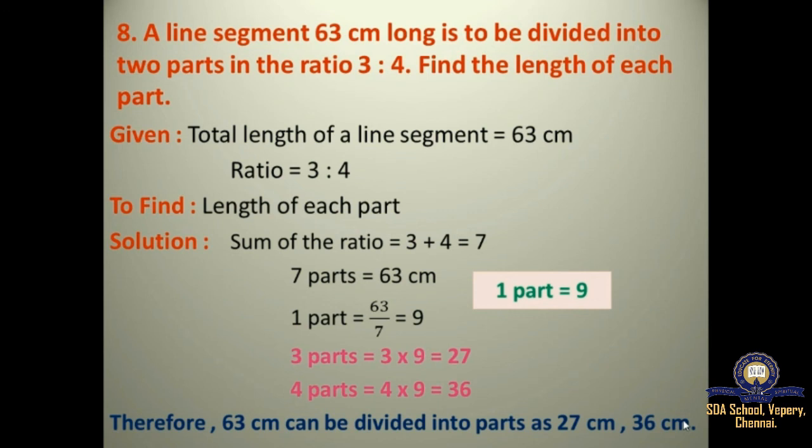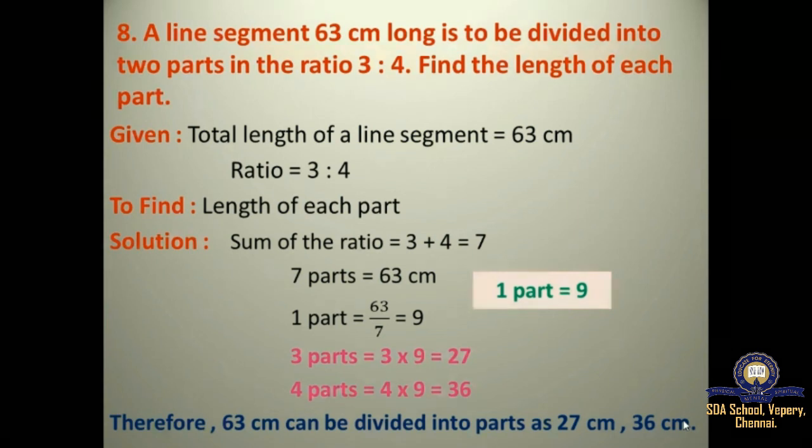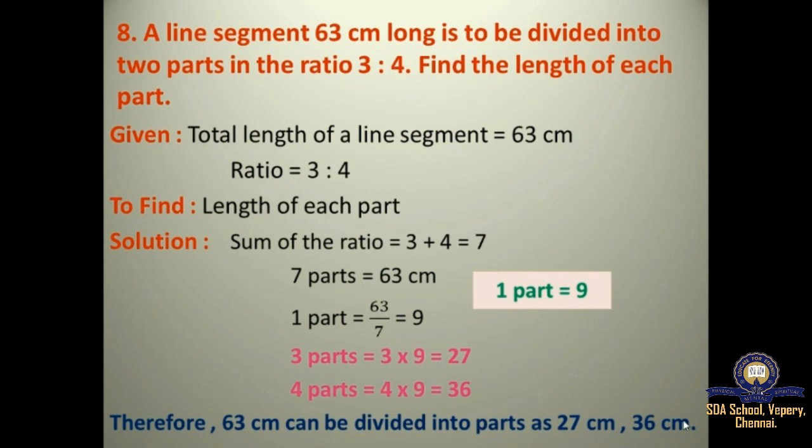Got it, students? So what is the first step? You will be finding out the sum of the ratio, and when you add 3 and 4 you will be getting 7, and 7 parts is equal to 63 centimeter. In order to find out the one part, you will be dividing 63 by 7, that is 9. Since in this question the ratio 3:4 is given, you are going to multiply 9 with 3 parts, that is the answer is 27. And when you multiply 9 with 4 parts, you'll be getting 36. Therefore 63 centimeter can be divided into parts as 27 centimeter and 36 centimeter.